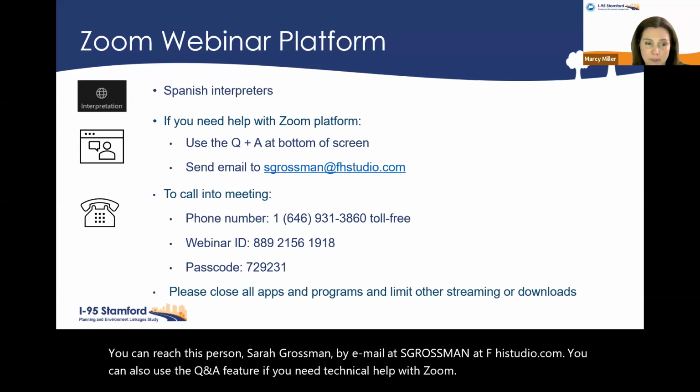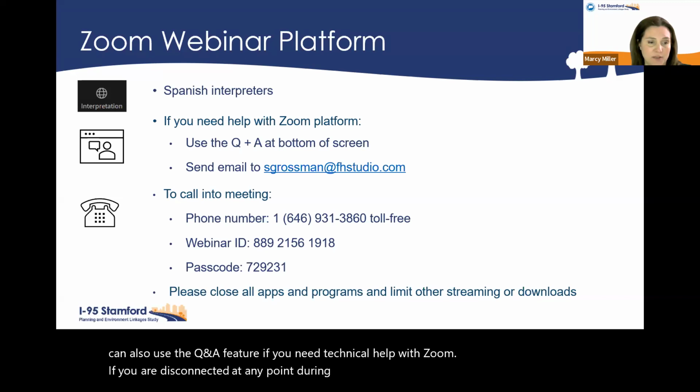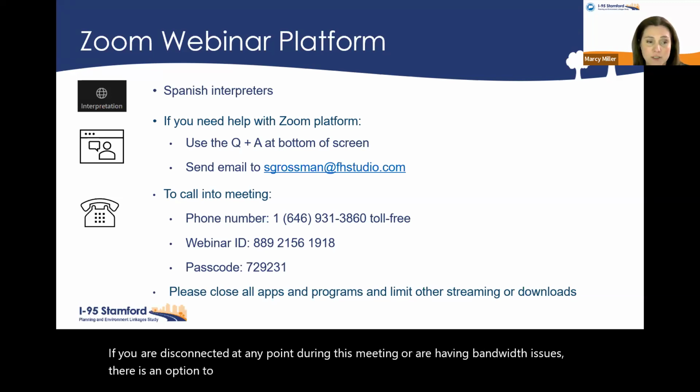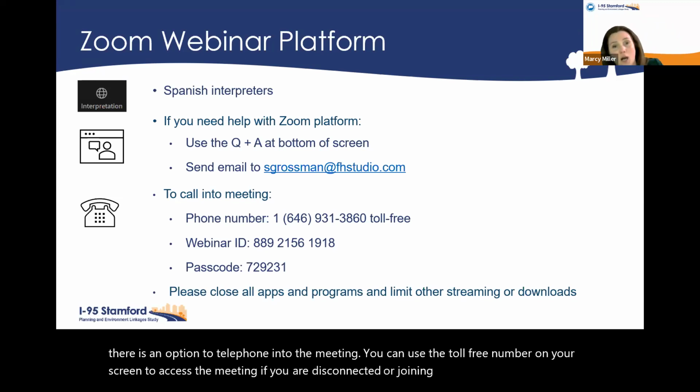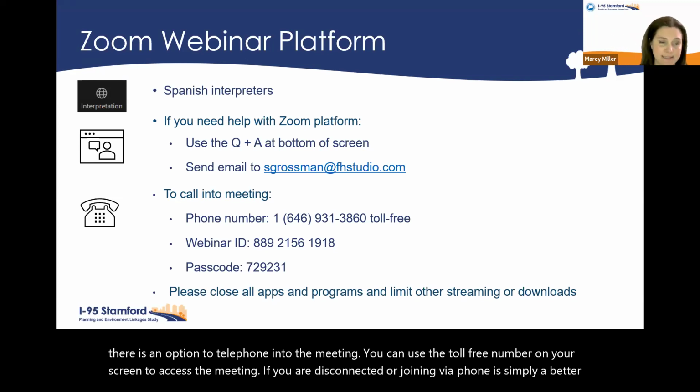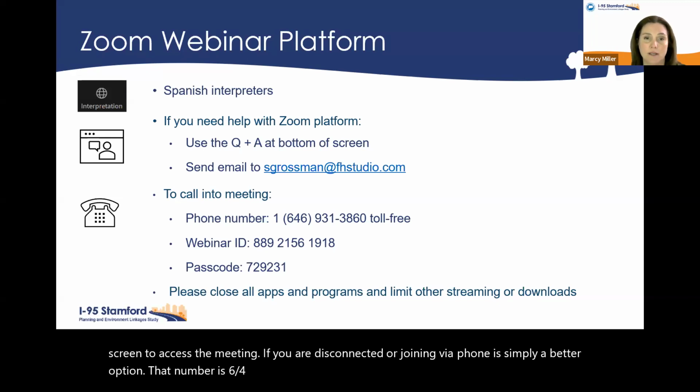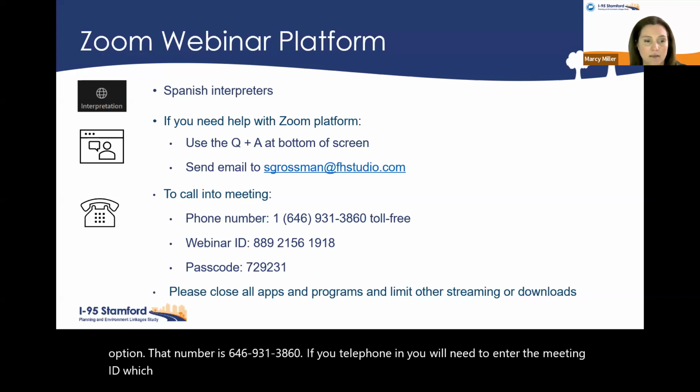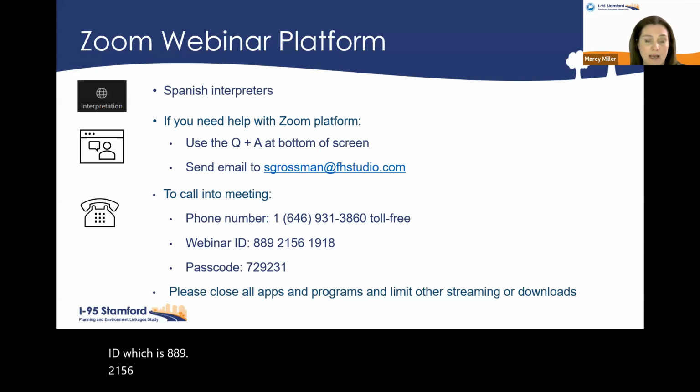If you are disconnected at any point during this meeting or are having bandwidth issues, there is an option to telephone into the meeting. You can use the toll-free number on your screen to access the meeting, if you are disconnected or joining via phone is simply a better option. That number is 646-931-3860. If you telephone in, you will need to enter the meeting ID, which is 889-2156-1918, and the passcode is 729231.